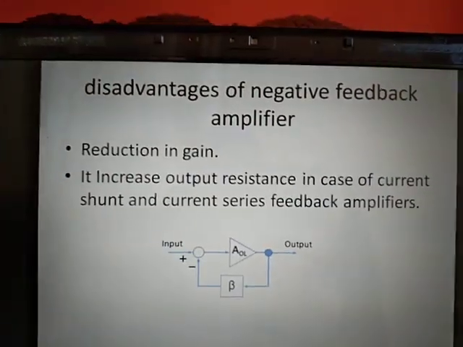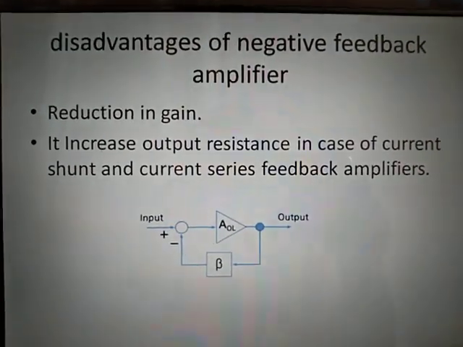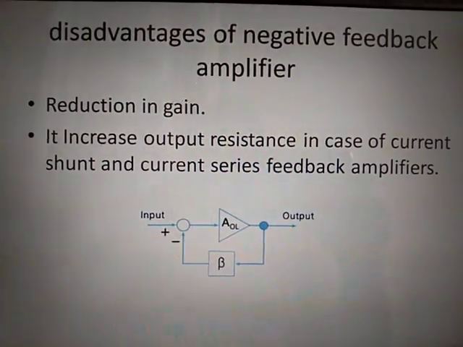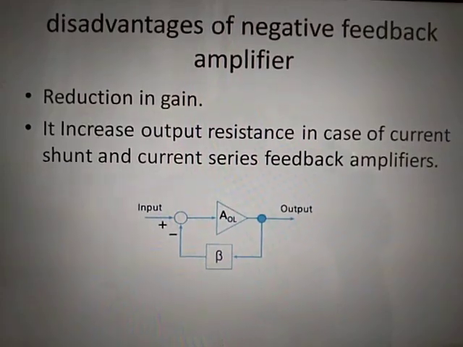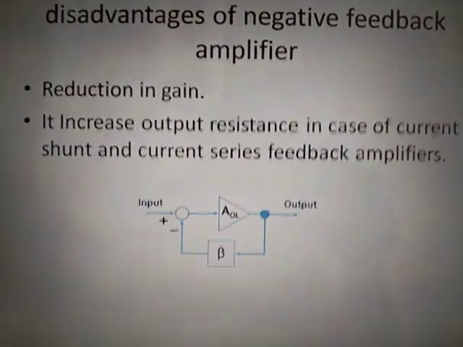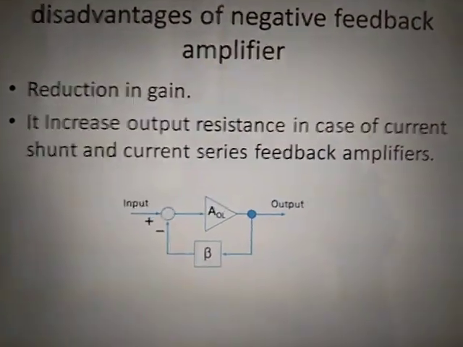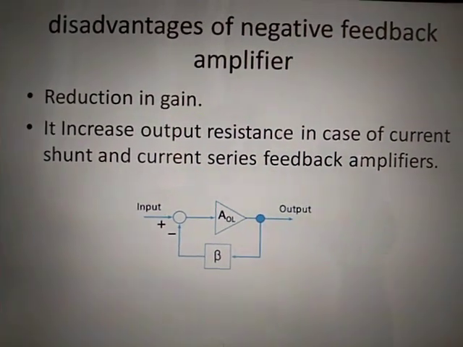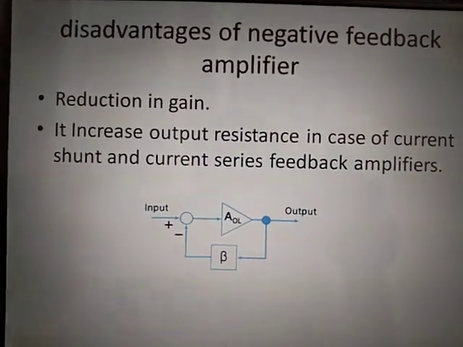The next is disadvantages of negative feedback amplifier. It is a reduction in gain. It increases the output resistance in case of current shunt and current series feedback amplifier. There are two ways of discussing: one is current series and the other is current shunt. Shunt is nothing but the parallel connection at the amplifier.